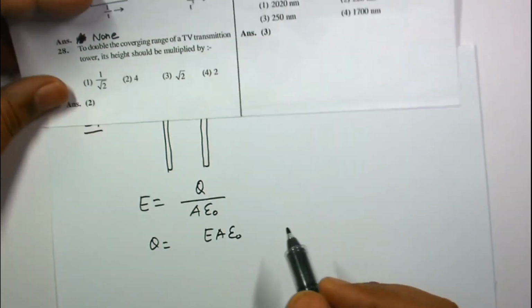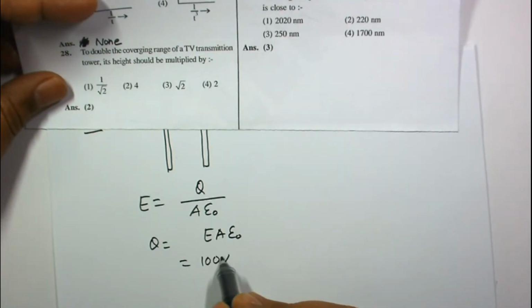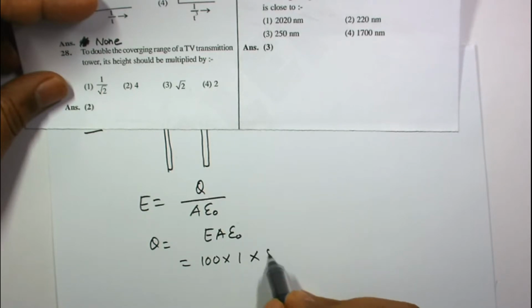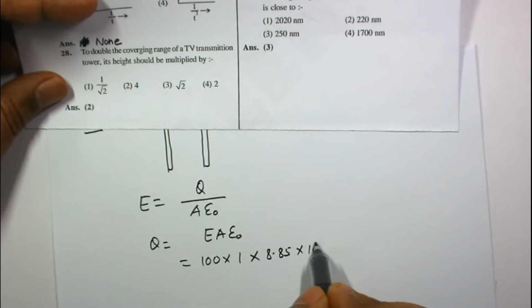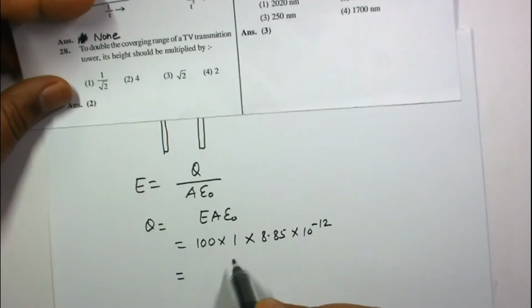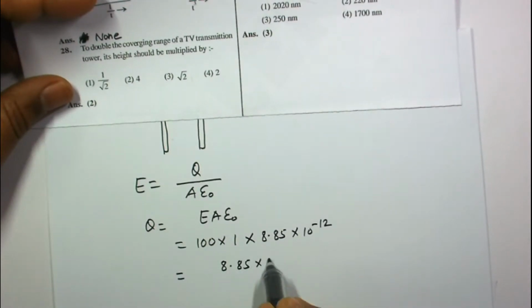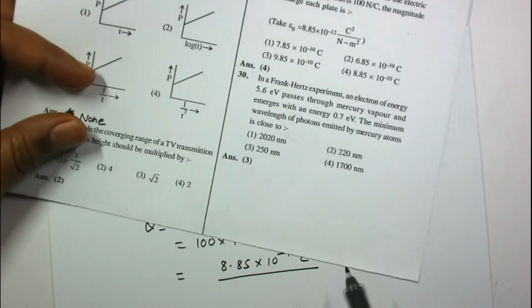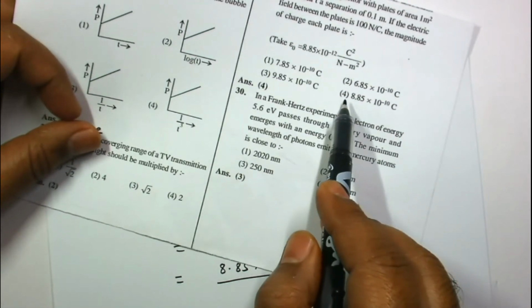All the values are given. E is 100, area is 1 meter square, epsilon naught is 8.85 into 10 to the power minus 12. So it is a very simple question, 8.85 into 10 to the power minus 10 coulomb. This is the answer to this problem, and the correct choice is option number 4.